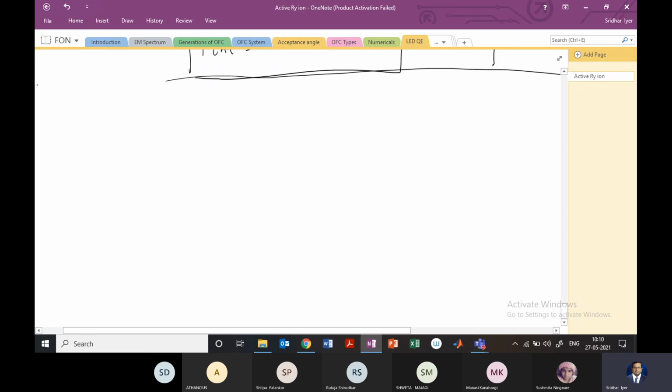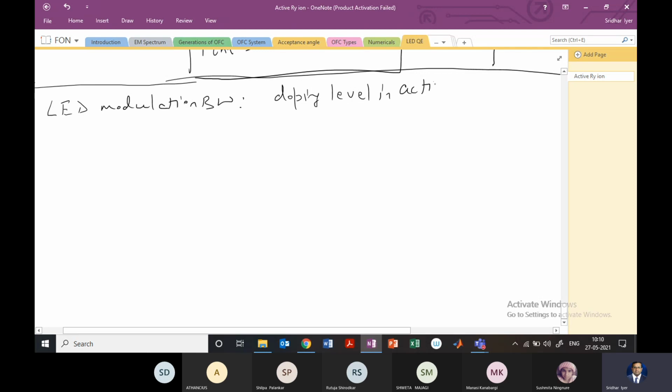So we'll try and solve one numerical, but before that, some other information regarding the modulation bandwidth of LED. This LED modulation bandwidth is dependent on three mechanisms in general. One is the doping level in the active region. The active region is where your recombination is happening. That is where the carriers are and how much of them are converted into light.